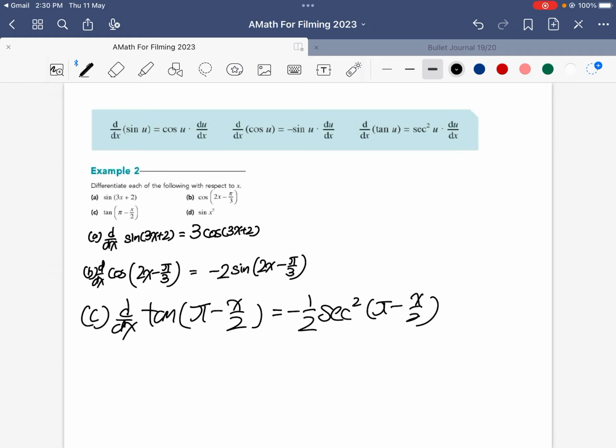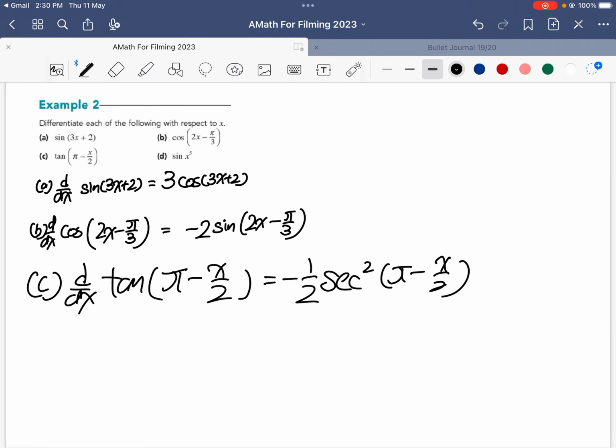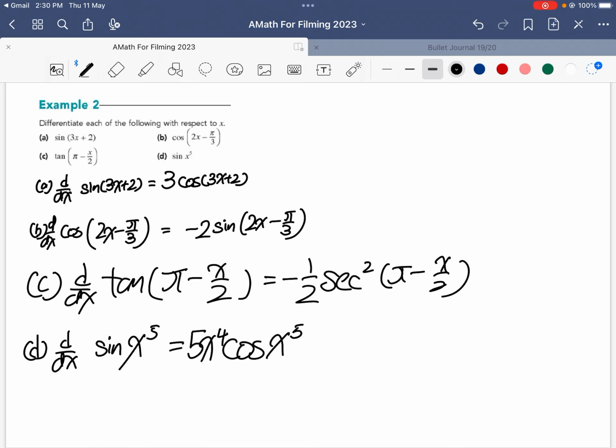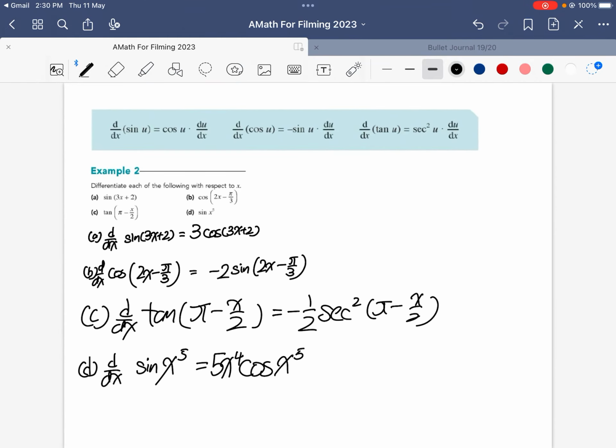And last but not least, what we have here is sine of x to the power of 5. So I'm differentiating sine of x to the power of 5 with respect to x. Sine differentiated gives me cosine of x to the power of 5. What's inside is x to the power of 5. You differentiate, you get 5x to the power of 4. So I'll put 5x to the power of 4 in front of the whole term itself. And that is that for example 2.